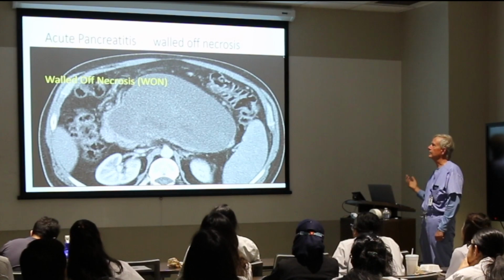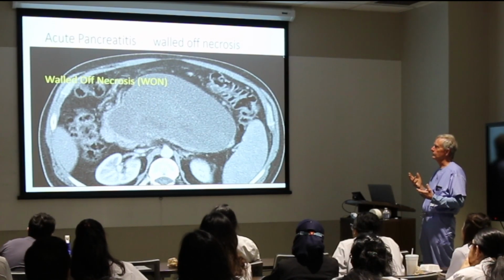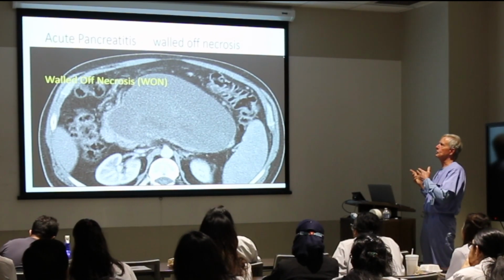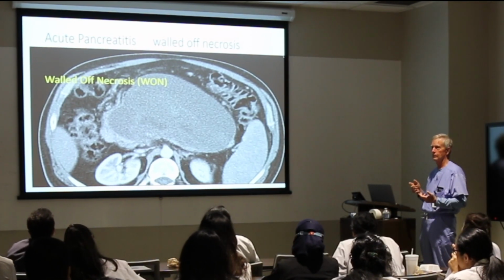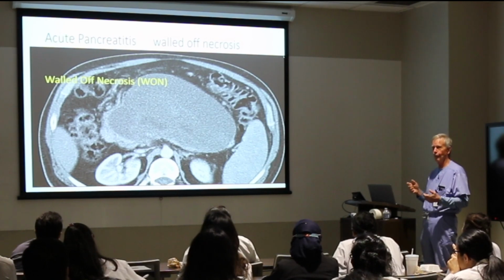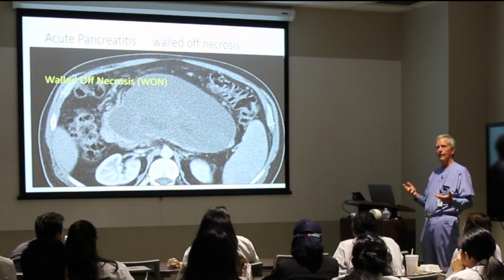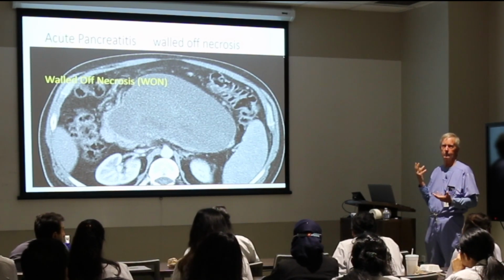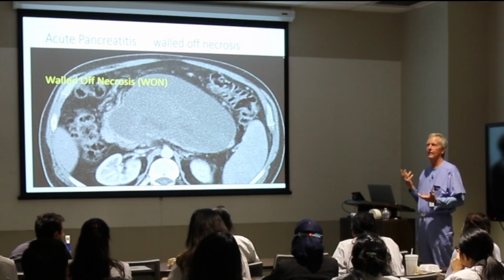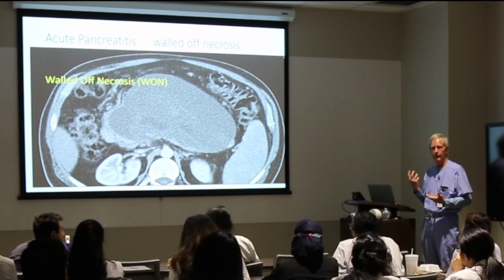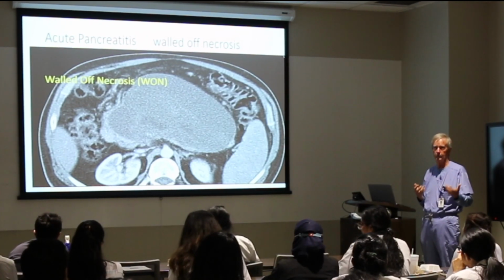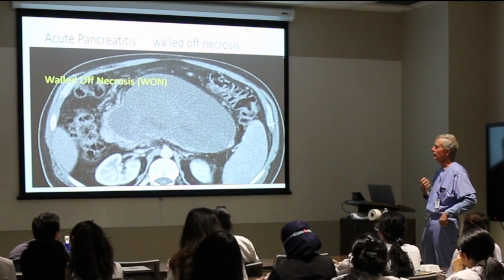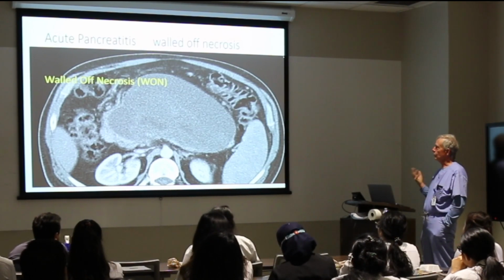All right, this is walled-off necrosis. Now, what's the difference between this picture and the acute necrosis? 4 weeks, right? Okay. This one, it's been in the hospital for a month, and now you got this. The other one was in the hospital for 2 weeks when you got that picture. It's a different time. All right, so this is walled-off necrosis.